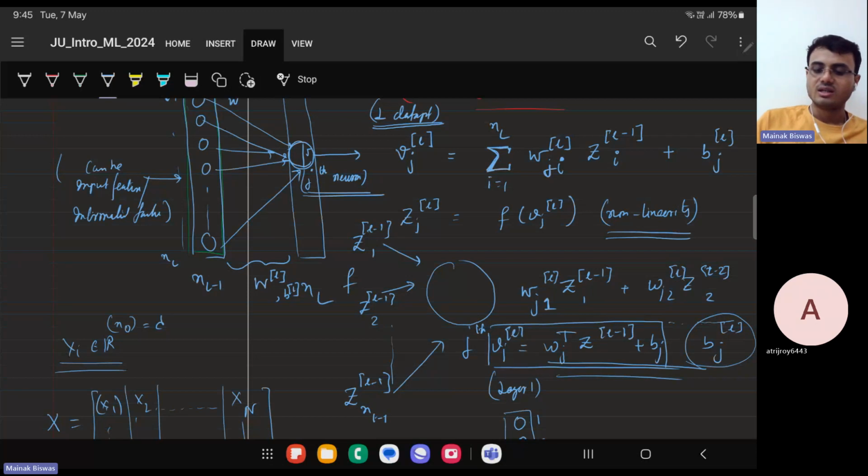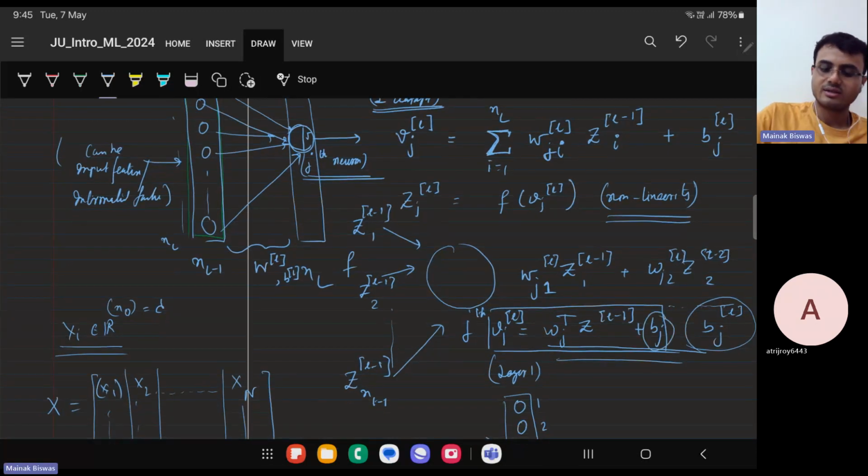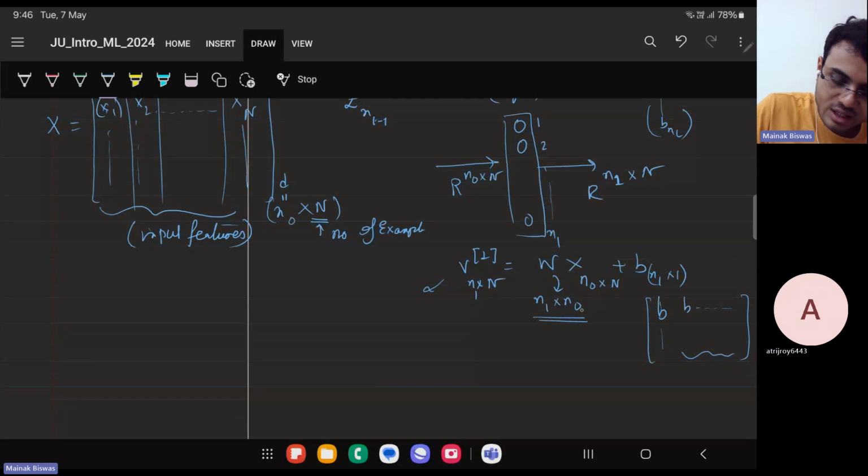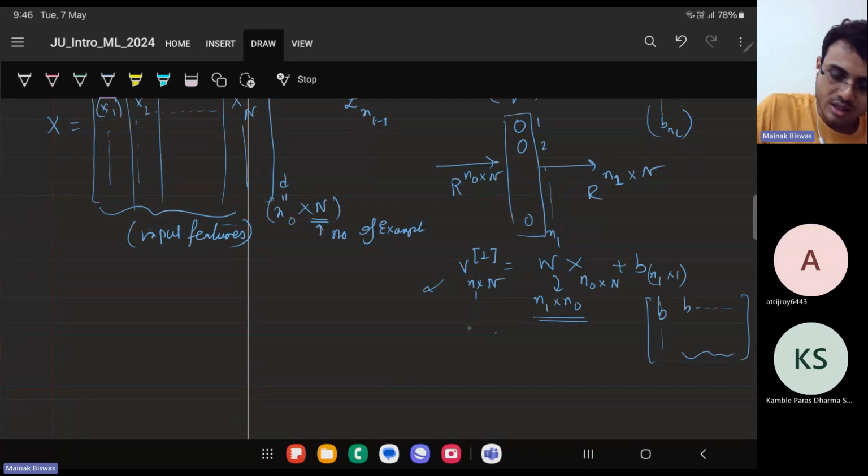This was your vj. So this is a scalar, right? For n of these, you will have 1 to nl of these. Okay, so for one neuron, one bias. Exactly. So when you're multiplying these two, this is nothing but a, what is this?